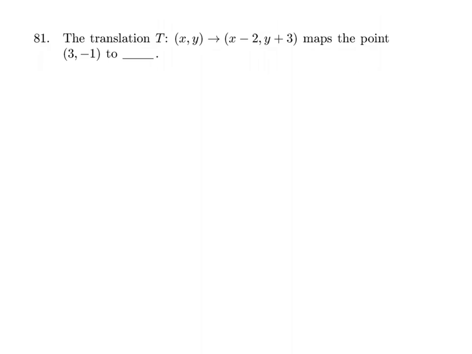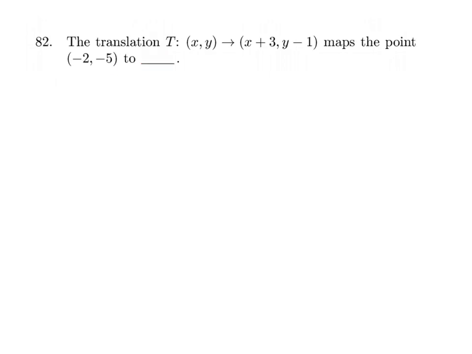Alright, the translation t, which takes a point and subtracts 2 from the x value and adds 3 to the y value, maps the point 3. So here I'm just going to subtract 2, and I get 1. And I have a negative 1, I'm going to add 3 to that, and then I get 2. That's all there is to that.